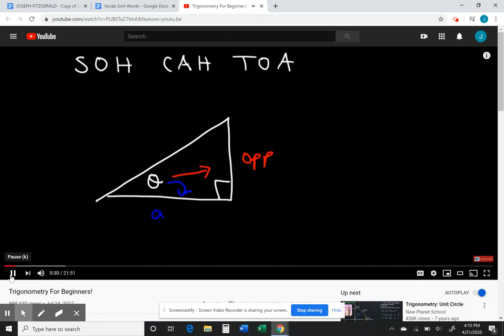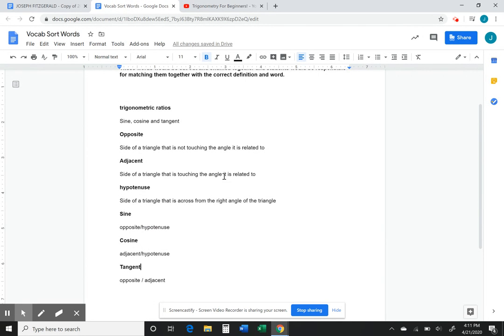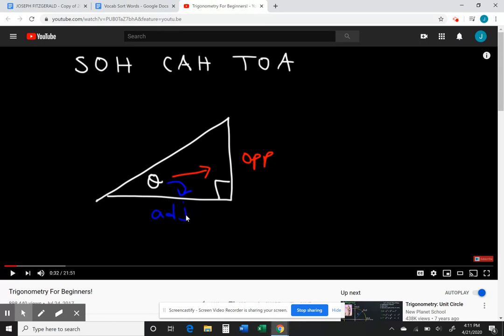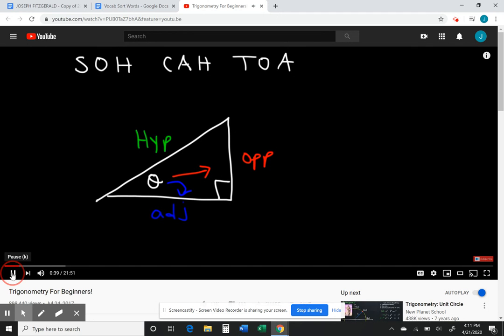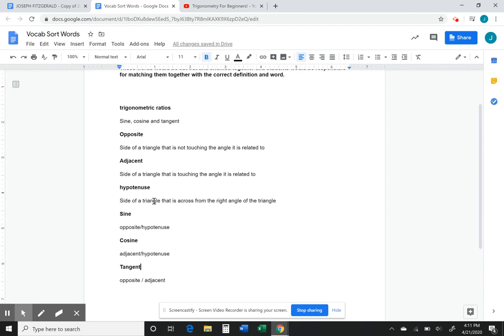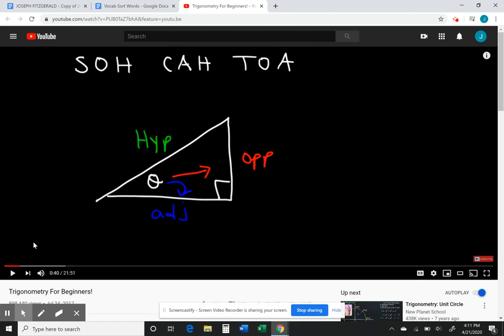Angle theta is the adjacent side. Adjacent side of theta. What do we say adjacent is? The side of a triangle that's touching the angle it is related to. So you can see here that the adjacent side is touching this. But Mr. Fitzgerald, why isn't the adjacent side this side right here? Well, Johnny, if you sit down and be quiet, you're about to find out. And across from the right angle of the triangle is the hypotenuse. That's the longer side of the triangle. So we just found out, Johnny, that the hypotenuse is the side that is opposite the right angle. So if you go check your vocab, the hypotenuse is the side of a triangle that's across from the right angle, which is right there.